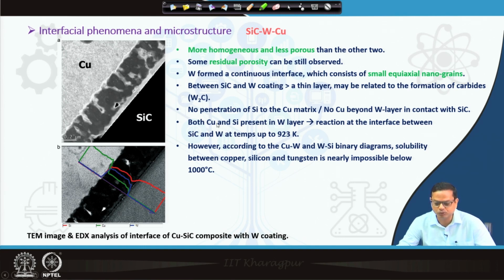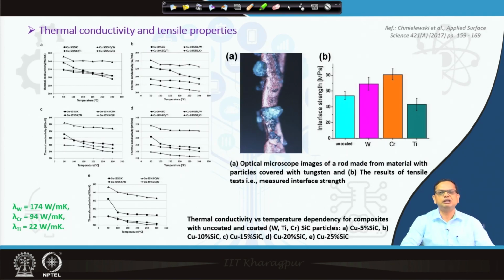As I mentioned earlier, both copper and silicon are present in the tungsten layer, with a reaction at the interface between silicon carbide and tungsten at temperatures up to 923 Kelvin. Okay. Now, once we understand the microstructure at the interface, finally our aim was to understand the thermal conductivity. Okay.